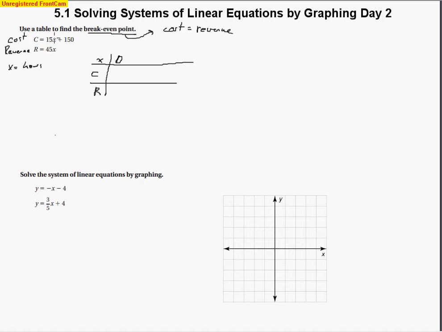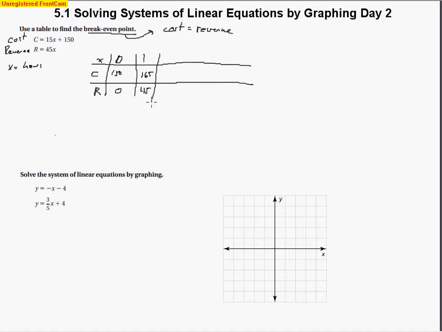If I plug in 0 for X, multiply it by 15, that makes 0 plus 150. So I spend $150 without even working 1 hour, if that's what X is. My revenue would be 0 because I haven't worked at all. So I only make money once I start working, and I earn that $45 an hour. So the next point here is 1, and this is for 1 hour's worth of work. At 1 hour, my cost is that $150 plus 15 makes $165, and I earn $45.